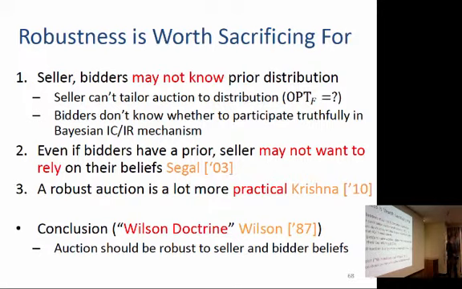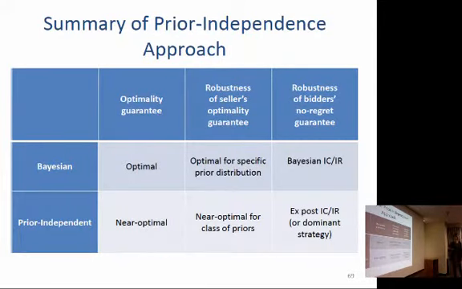Yes, I know Jason had some reservations, but we can also talk about them later. Okay, this is a very quick summary. Prior independence is an alternative to the Bayesian approach. You lose something in optimality, but you gain in robustness, both with respect to the seller's guarantee, so it's optimal for a class of priors now, not just one, and with respect to the bidders, no regret, you give them ex post instead of Bayesian.